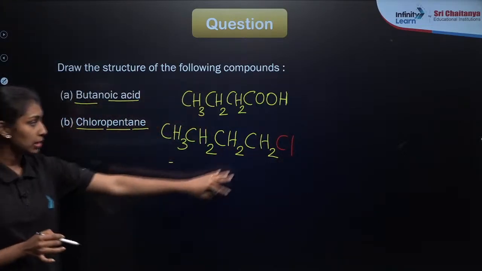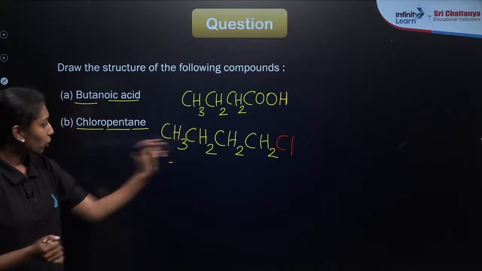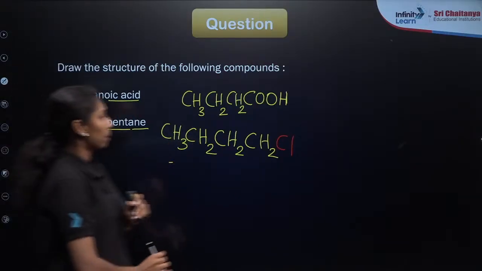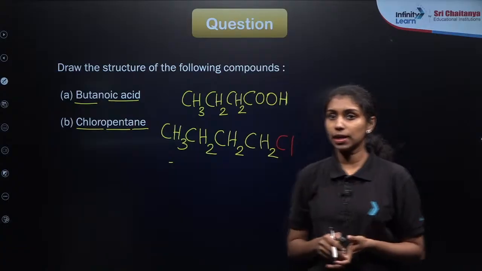So, don't get confused with the C in the chlorine. It will be only a 4 carbon compound. Is that clear?